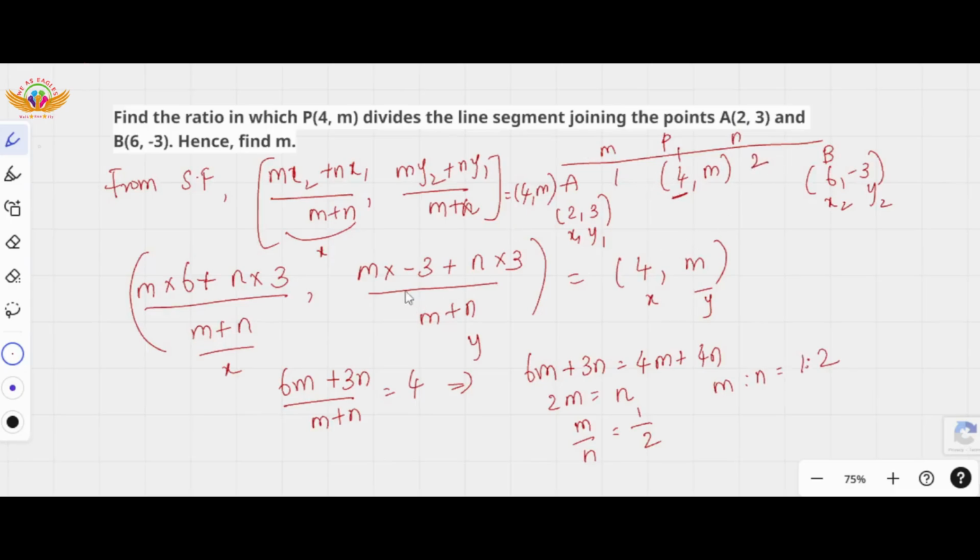Now what will I do? I will substitute it in the y part. Let us do it.